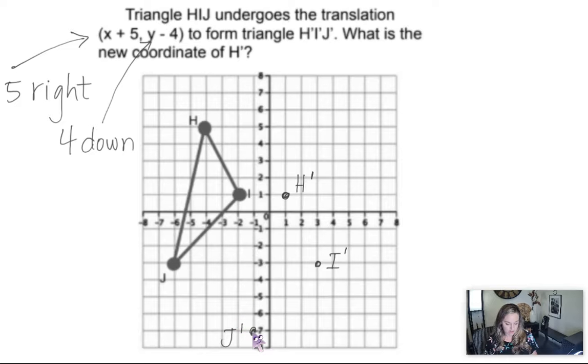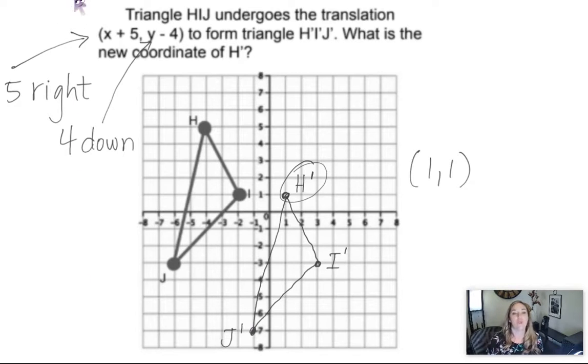And after I draw some straight lines, it should look like the same shape. The triangle didn't get any bigger or any smaller. All it did was move 5 right and 4 down. And then the question just asks, what's the new coordinate of H prime? That would be this guy here, and he is at (1, 1) on the coordinate plane. So that is called a translation. It doesn't change the size or the shape, and it's one of the transformations that students learn about in middle school math.